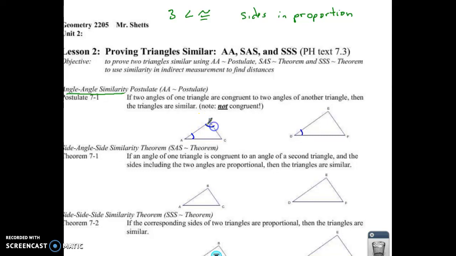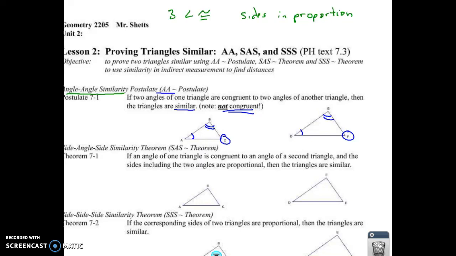There's one angle, two angles congruent. We know that triangles add up to 180, so then these third angles must be congruent. And once we have angle-angle, then we know any such triangles are going to be similar. But remember, they're not going to be congruent. They could be if it's a one-to-one, but they will be similar.